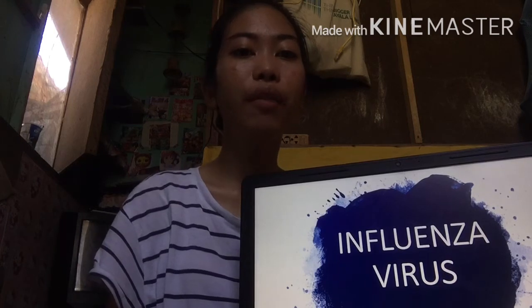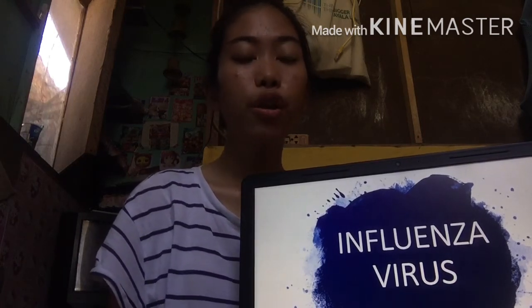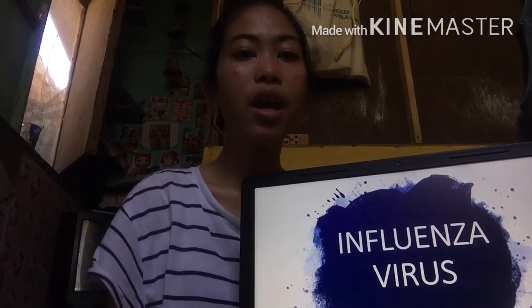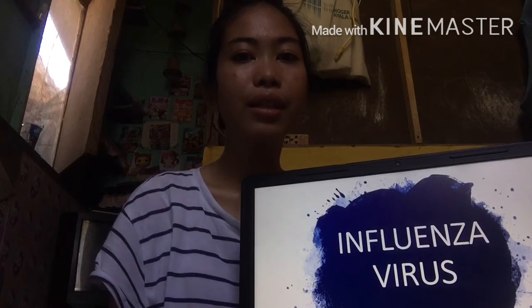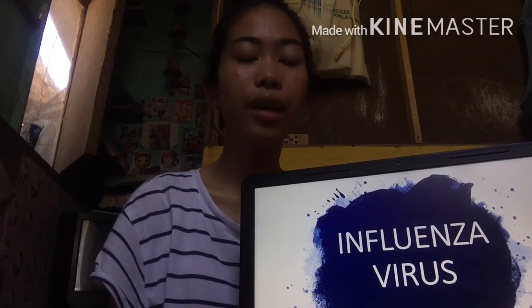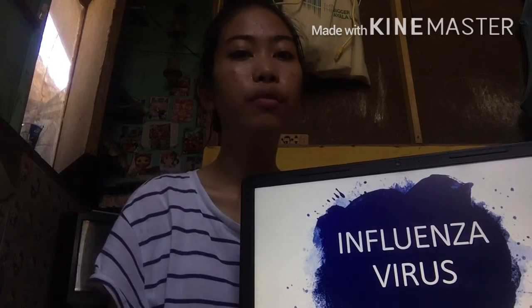Influenza is a viral infection that attacks your respiratory system, your nose, throat, and the lungs. Influenza is commonly called the flu, but it's not the same as the stomach flu viruses that cause diarrhea and vomiting. For most people, influenza resolves on its own.